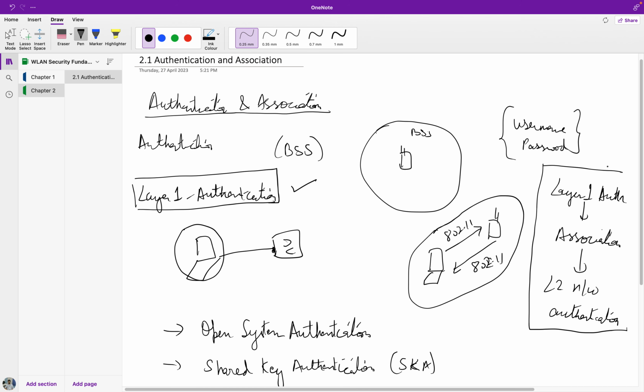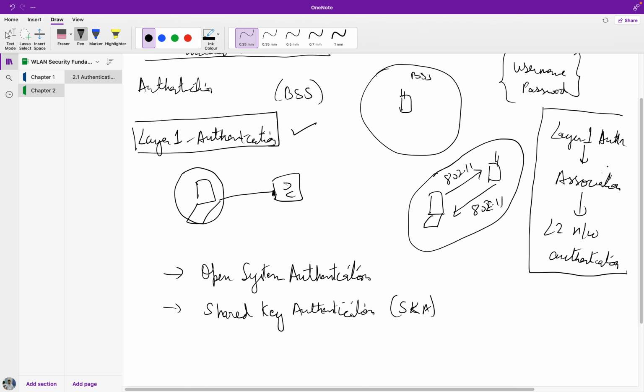Okay, layer 1 is simply the device being capable of .11 radio. That's it. It's just basically building a physical connection with the AP, just like you do on the wired side. You plug in a cable from the laptop to a switch. That's the physical connection coming up. Similar to that, layer 1 .11 authentication is equivalent to that. Anyway, in the next two videos, we'll talk about open system auth and SKA, that is shared key authentication. So see you in the next video.